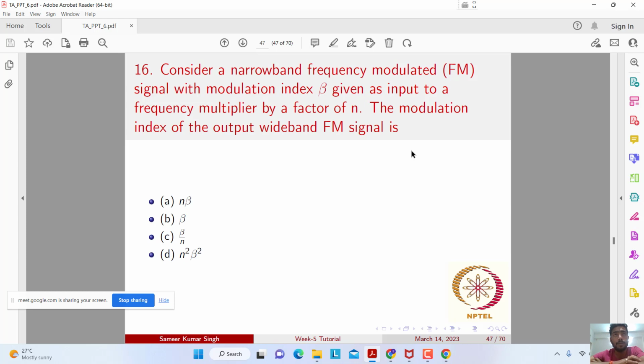Yeah, we already solved this type of question, question number 2 or 3. There we were passing through the frequency tripler. This is the generalized question.